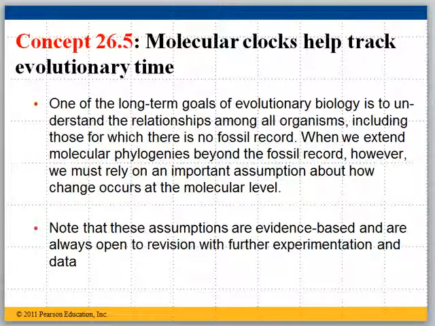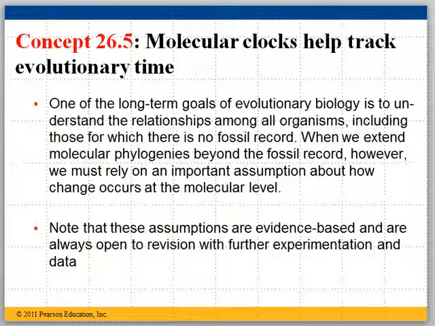Concept 26.5 says molecular clocks help track evolutionary time. We've already talked a little bit about the fossil record and how geologic evidence can help pinpoint a certain time frame. We know the process for laying down sediment and forming that sediment into rock, and so based on the strata and the layers we can make time frame estimates. Then of course we can do radiometric dating that also helps pinpoint time, but there's also a molecular way, a genetic way to take a look at time frames as well, and those are using what we call molecular clocks.